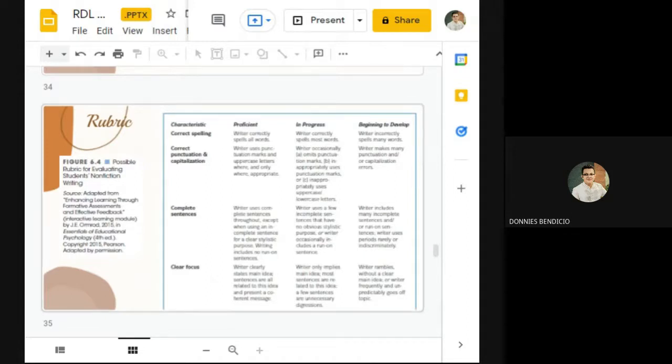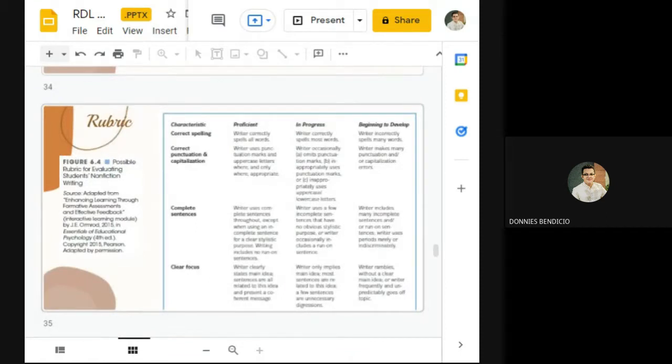So proficient ba ang kanyang pagsusulat? O kaya naman, medyo kailangan ba ng improvement? O kaya naman, this product is likely incorrect. O kaya naman yung output niya makes many punctuation and capitalization errors. Masyado marami yung error. So likely you will be graded beginning to develop.